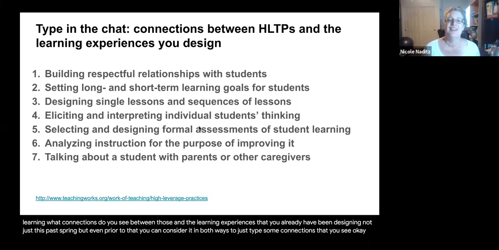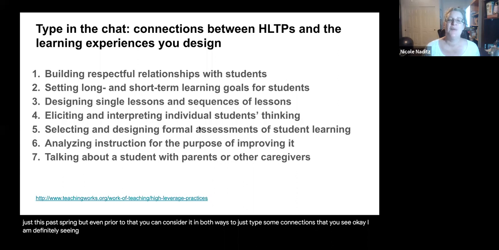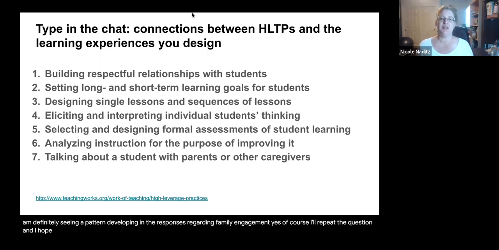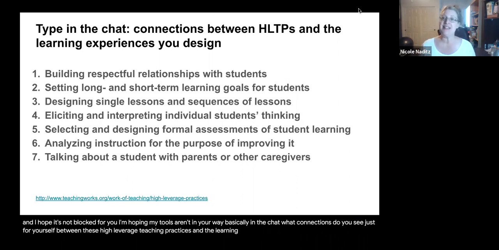Okay. Wow. I am definitely seeing a pattern developing in the responses regarding family engagement. Yes, of course, I'll repeat the question. And I hope it's not blocked for you. I'm hoping my tools aren't in your way. Basically in the chat, what connections do you see just for yourself between these high leverage teaching practices and the learning experiences that you design?